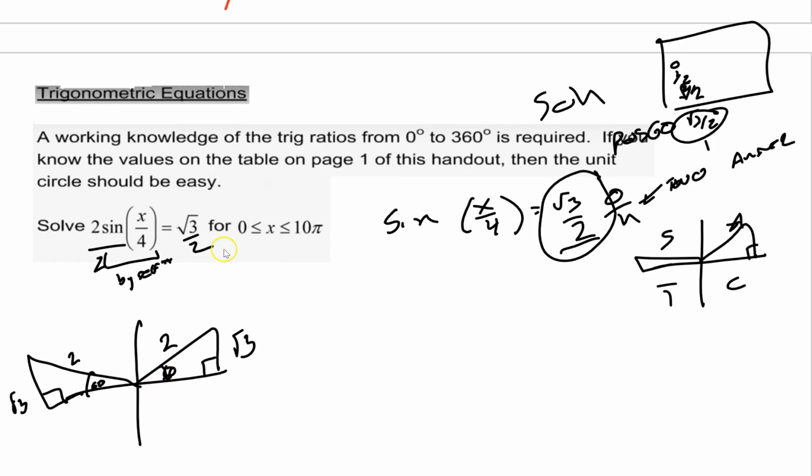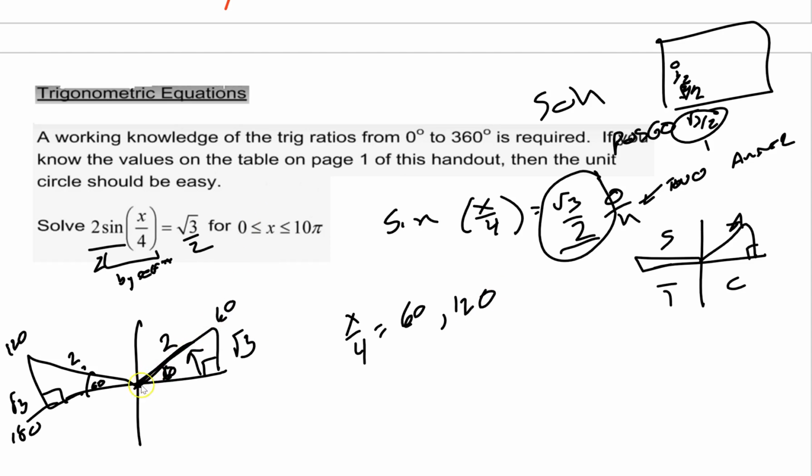And now, those are my 2 answers. I got 60, if you're doing degrees. And then over here, this is 180. 180 minus 60 would be 120. You're 60 short of 180. So my answers would be 60 and 120. Now let's do this in radians though.